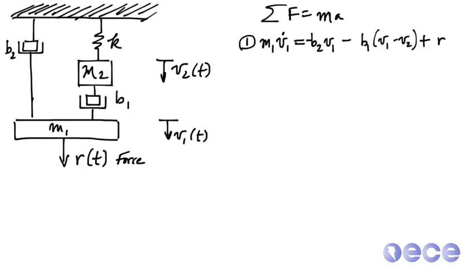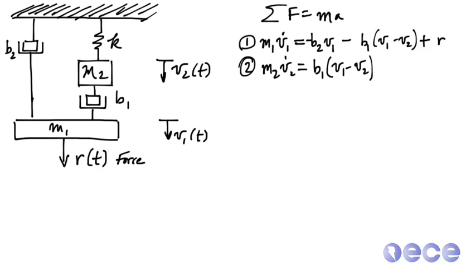And we remember that the sum of all forces is mass times acceleration. So M1 V1 dot, that's the direction downward, right? So we expect that R, which is our force, will be positive on the right-hand side. But then we're going to have negative values that are preventing us from doing that based on these 2 dashpots. So B2 V1 is going to be pointing in the opposite direction, it's negative. And B1 times (V1 minus V2) is also negative, so it's pointing upward.